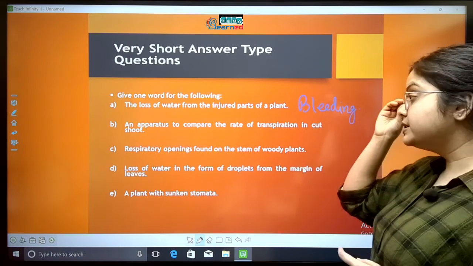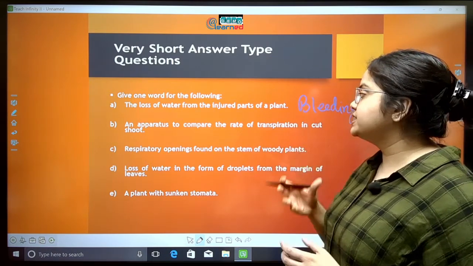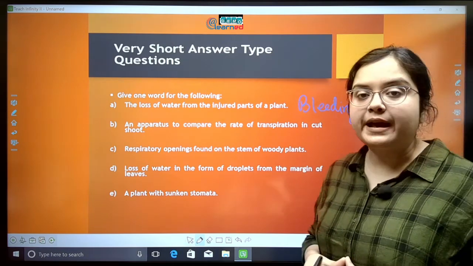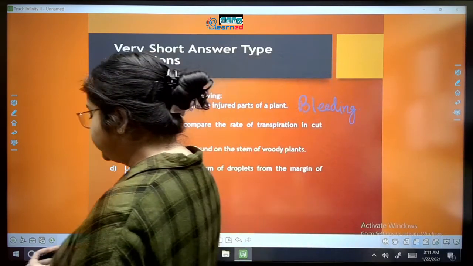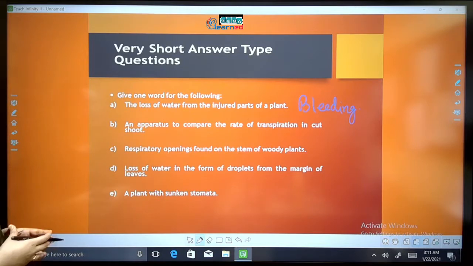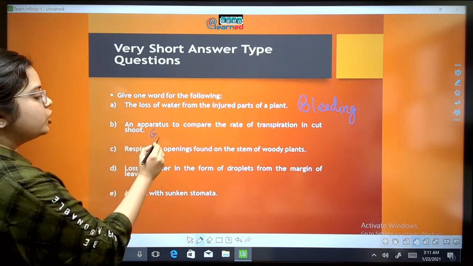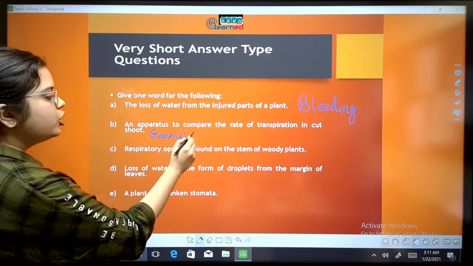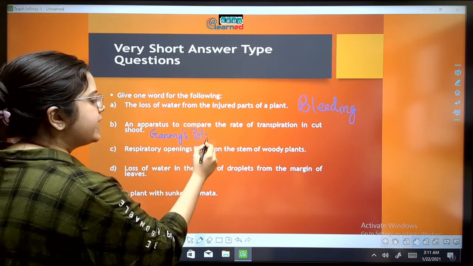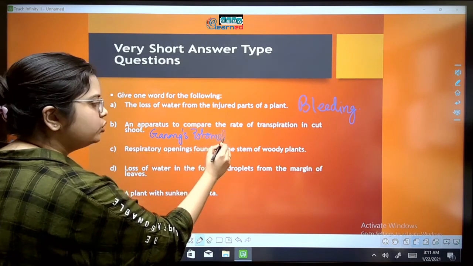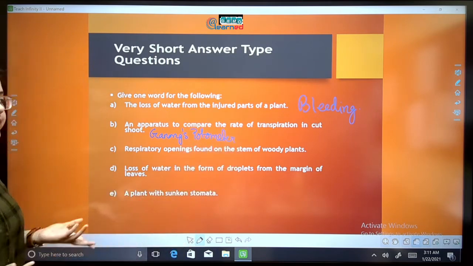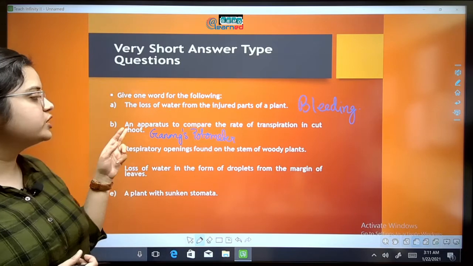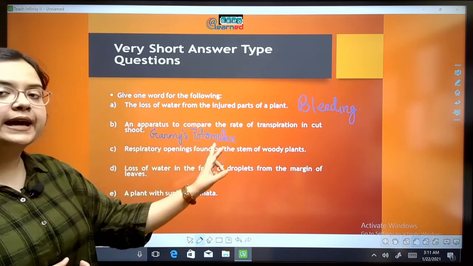An apparatus to compare the rate of transpiration in cut shoot. This apparatus we have learnt about in our previous class is known as Ganong's potometer, isn't it? Recall what was Ganong's potometer, and if you do not know, there is nothing to worry about. Go back to our previous presentation from the page of Learned Education and learn Ganong's potometer from there.